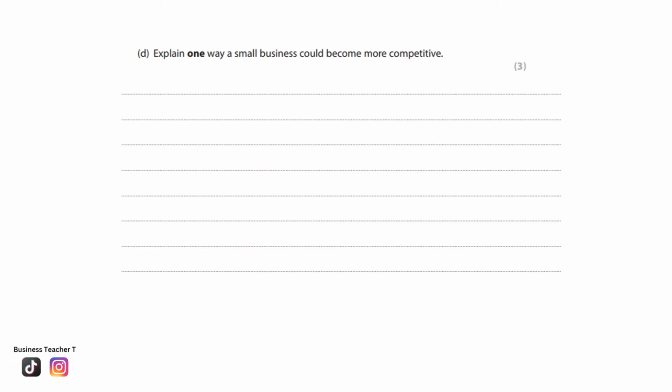Explain one way a small business could become more competitive. Now, here the examiners are looking for aspects such as USP, unique selling point, price, quality, convenience, location, product range, or customer service. So you can use any of those elements within your answer.